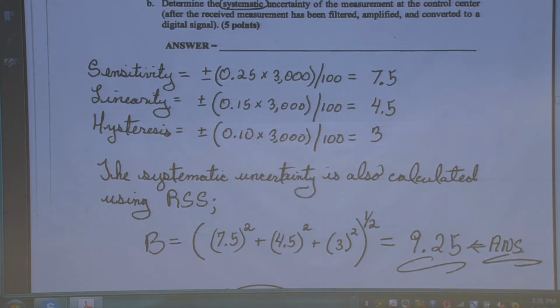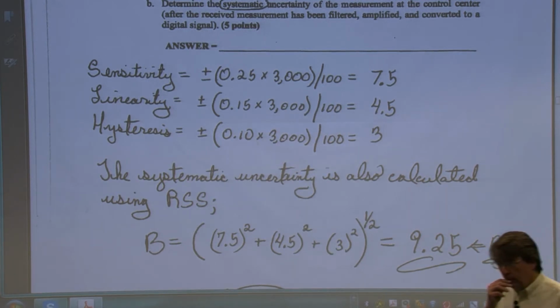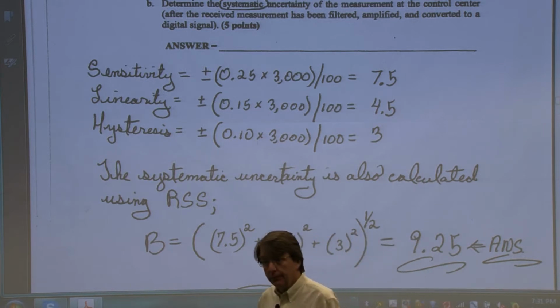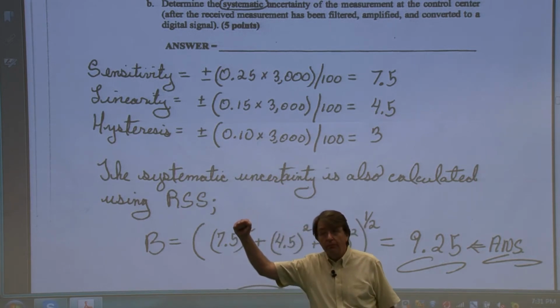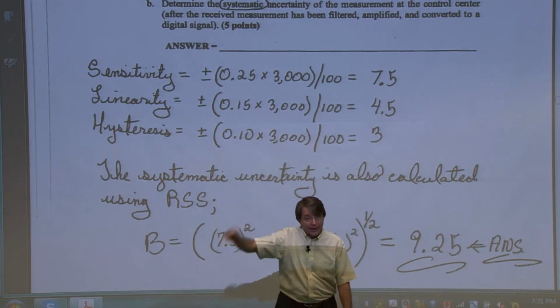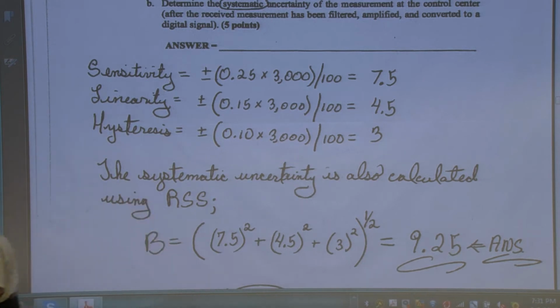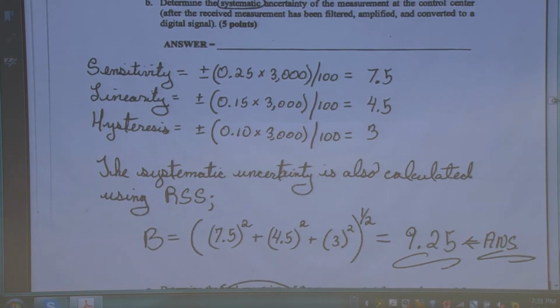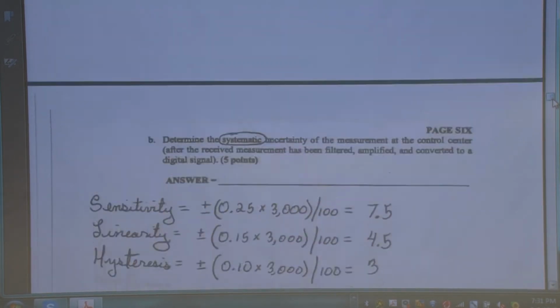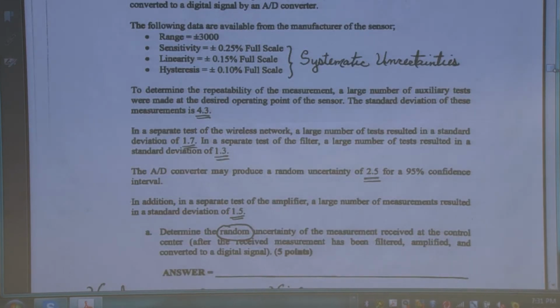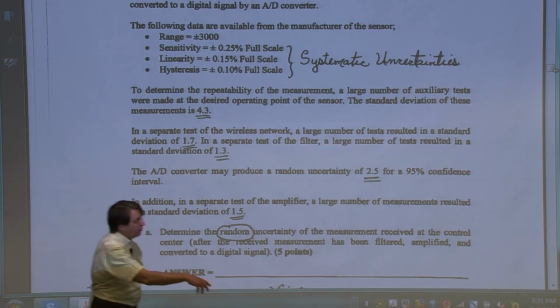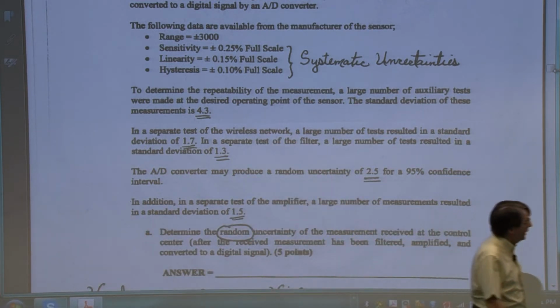Part A says determine the random uncertainty. Okay, that's what's coming. I should have maybe done that first, but it's okay to do things out of order. Now we'll go back and do Part A. How are we doing? Good? All right, good. Now we go back to Part A. I've kind of started this process. Let me see if I can continue it.